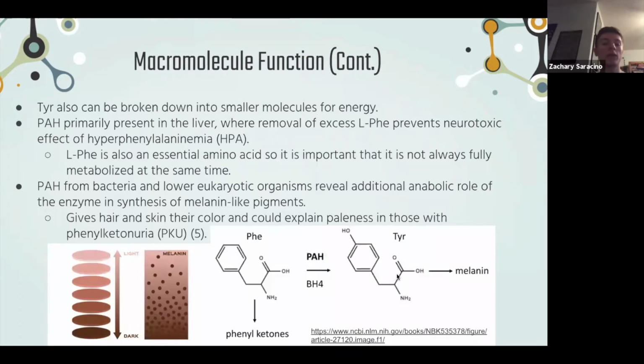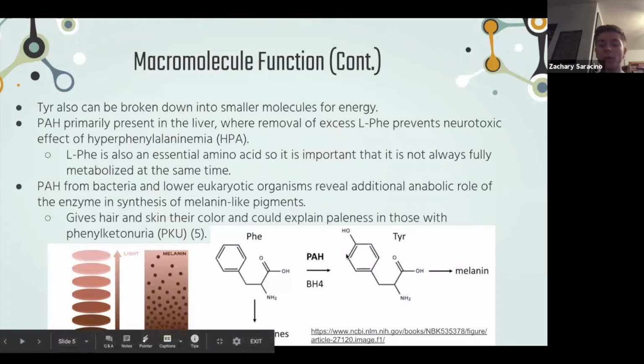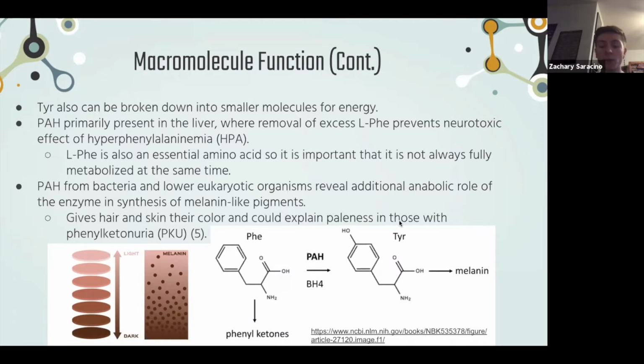PAH is mostly found in the liver, where it removes excess or toxic amounts of L-phenylalanine. Something interesting is that in bacteria, it aids in the synthesis of melanin-like pigments. This can explain why people with phenylketonuria, or PKU, have pale hair color and pale skin color. And this is the mechanism by which tyrosine is used to synthesize melanin.